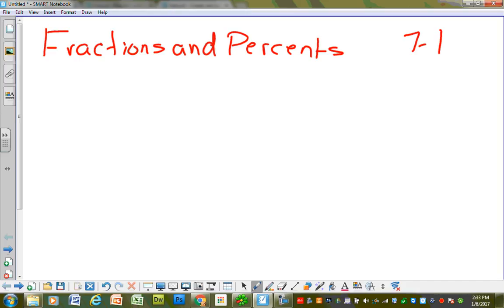Okay, so when we change fractions to percents, the first thing that I always want you to know is that the number one number, Grace, that we always need to remember with percents is 100. So that's kind of our key number. So the key number here is 100. Percents are always out of 100.